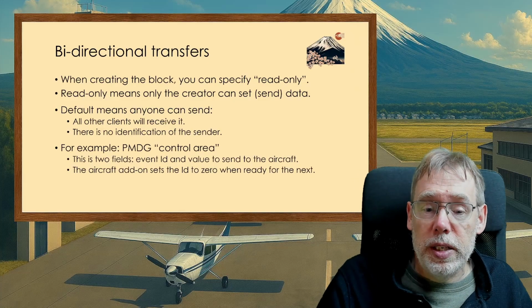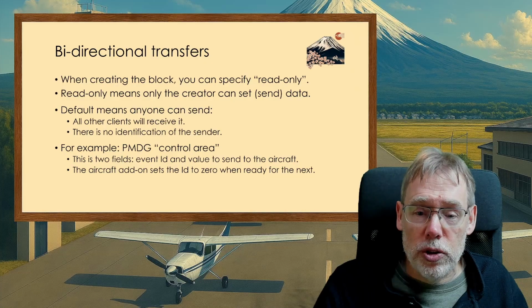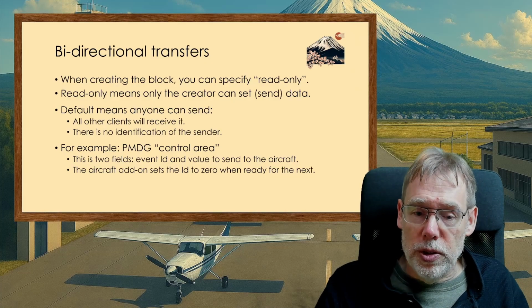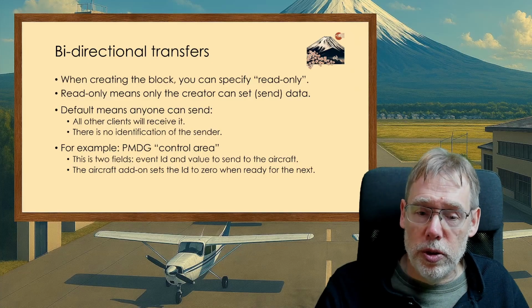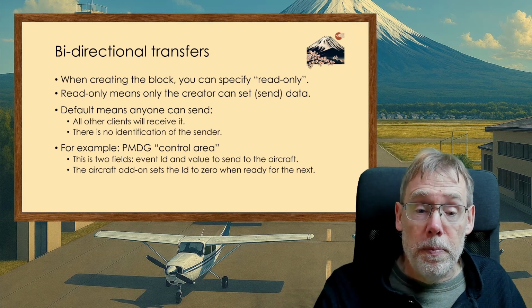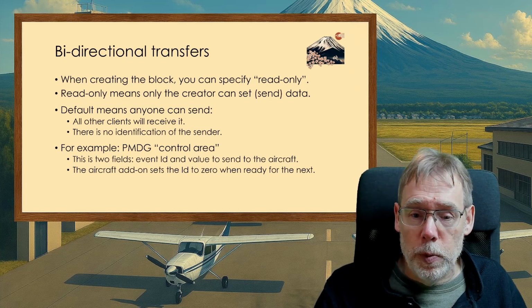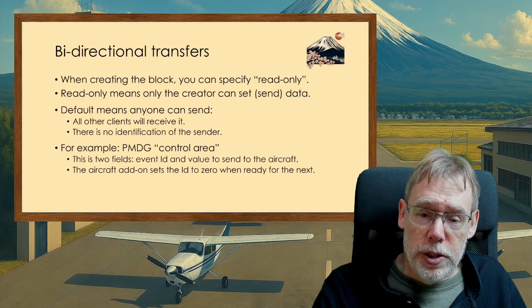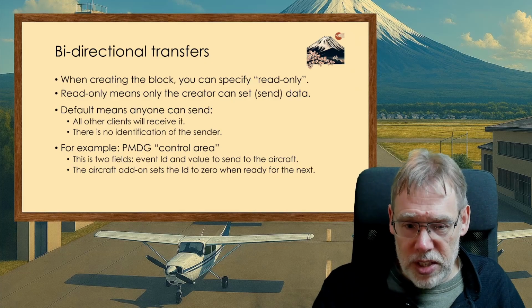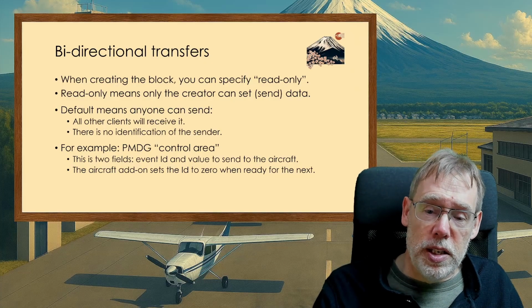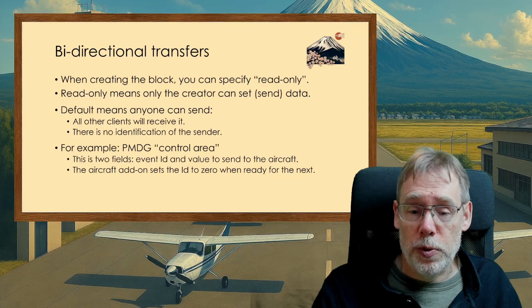A big example here is, of course, the PMDG control area, which is the way you can send events to buttons, knobs, and switches on all your panels in the 737 or 777. They use a control area, which is 2 values, the event ID and the value to send to the aircraft. They've made it multi-writable, so you can set and send something to the aircraft, and the aircraft will then set the ID back to 0 when it's ready for the next one.